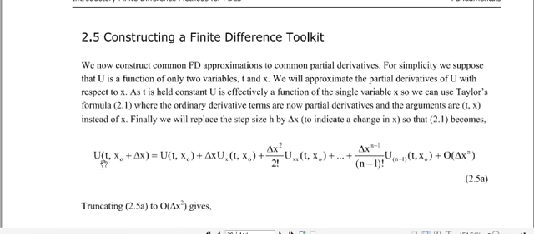In 2.5, can you see this page? Yes, you can.